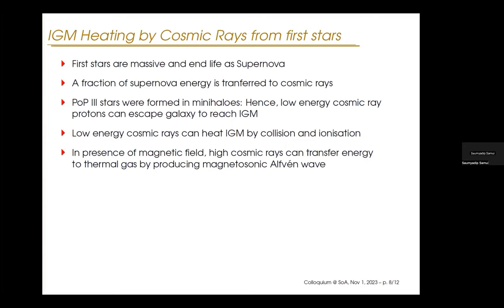Now, how do cosmic rays and fast stars do this? Again, the fast stars, as I mentioned, are mostly big stars, so they end their life as supernovae. If you have a supernova, you will form a shock, and there you are definitely going to accelerate cosmic rays, more than whatever we are accelerating locally here. A fraction of the total supernova energy goes into accelerating the cosmic ray particles.